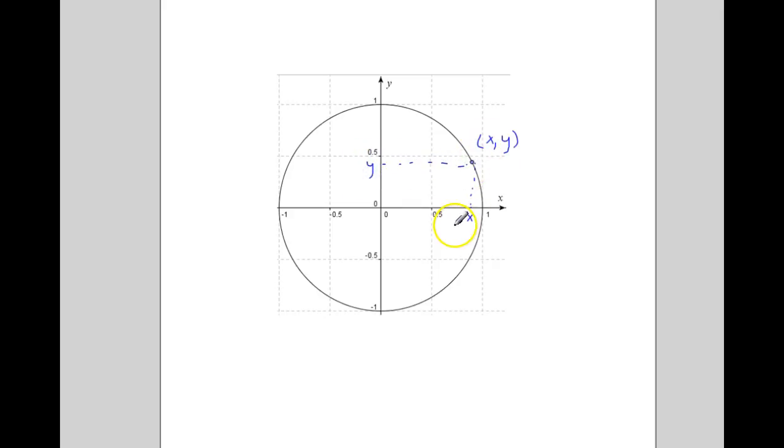And we're just talking about an arbitrary point that happens to fall on that unit circle. Well, we're used to describing that point with moving over x units, whatever the x coordinate is, and then moving up y units, whatever the y coordinate is.